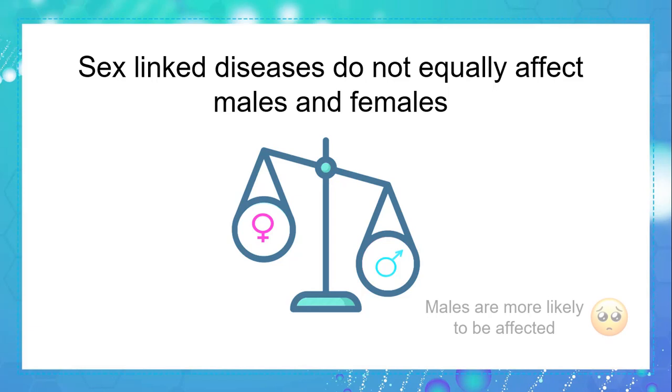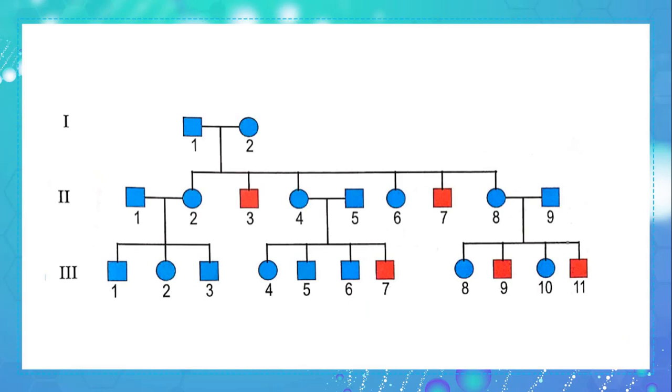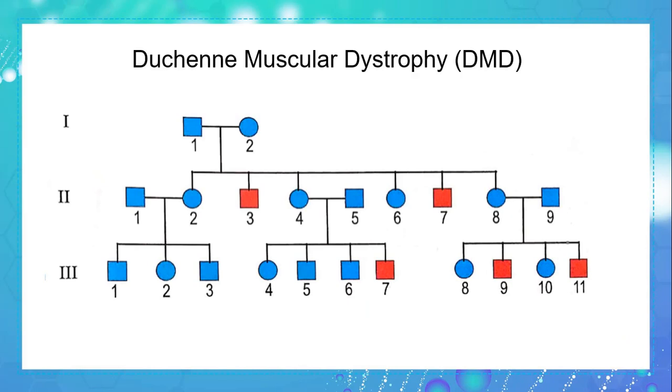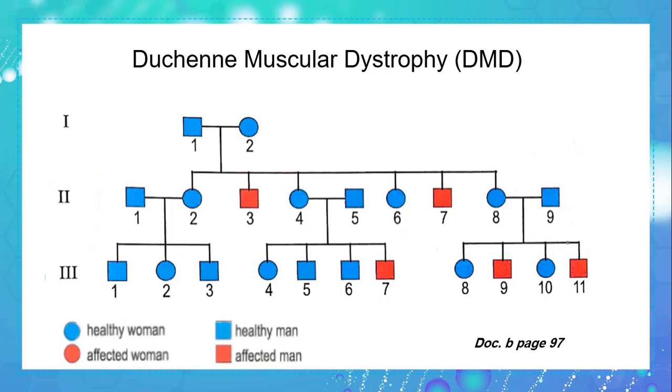Actually, males are most likely to be affected with such diseases, and this is one important characteristic to use when you want to prove a gene to be sex-linked. Let's consider this pedigree of a family with members being affected by the recessive disease Duchenne muscular dystrophy. The affected members are shown in red, while the healthy ones are shown in blue.